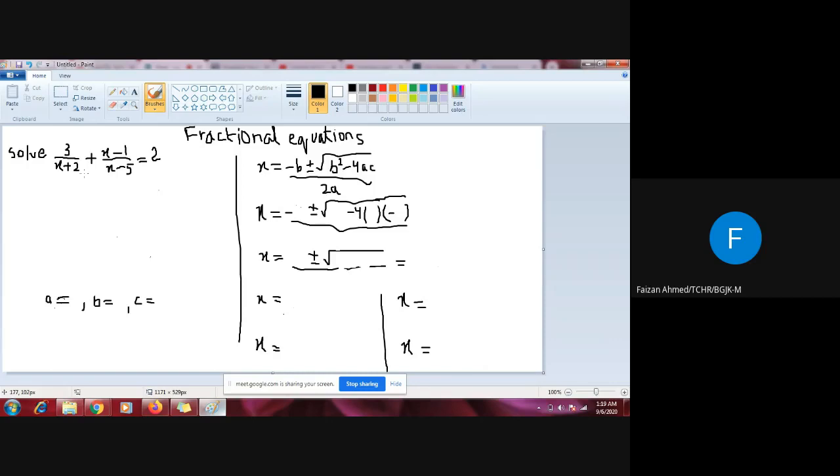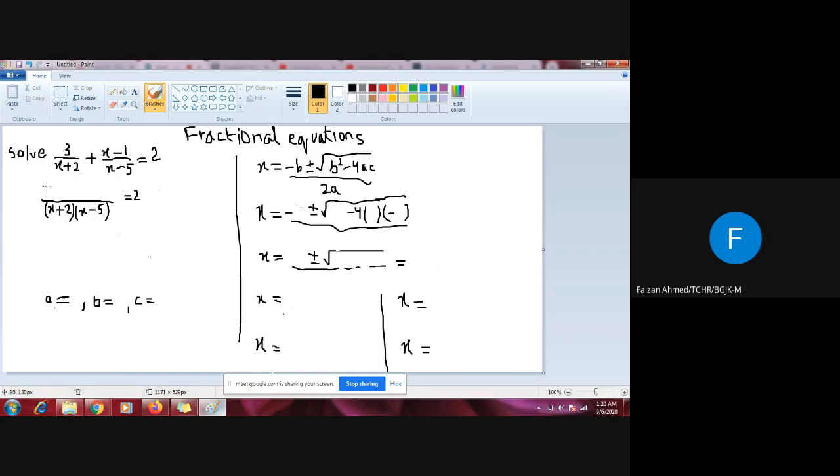So we'll move on with the simplification first, and I know that I can take the LCM. The LCM of x plus 2 and x minus 5, I just have to write them together. So I will write x plus 2 in a bracket, and x minus 5 again as a bracket, and equals 2, the same, and then I have to cross multiply.